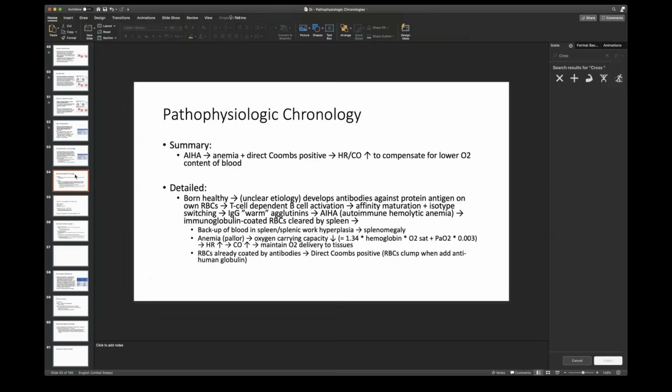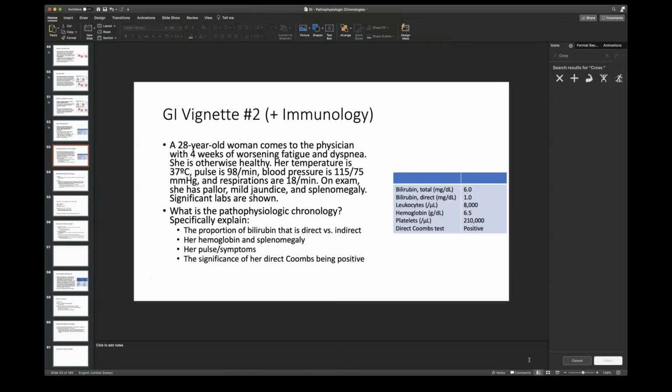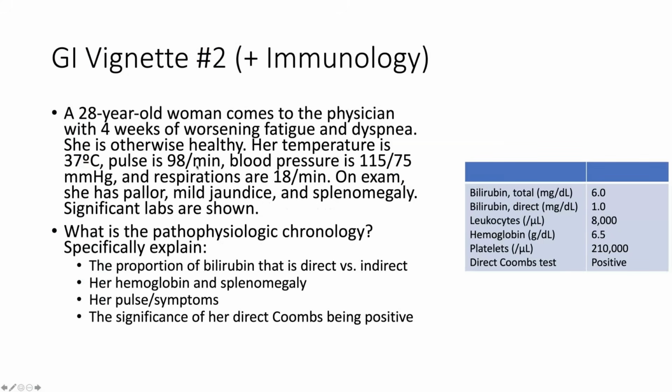Absolutely. So does that answer your question about why this person would have a heart rate that's a little bit higher than you'd expect? Yes, because their oxygen content is lower. So therefore their heart rate has to increase, because their demand for oxygen is going to be roughly the same, if not a little bit higher.